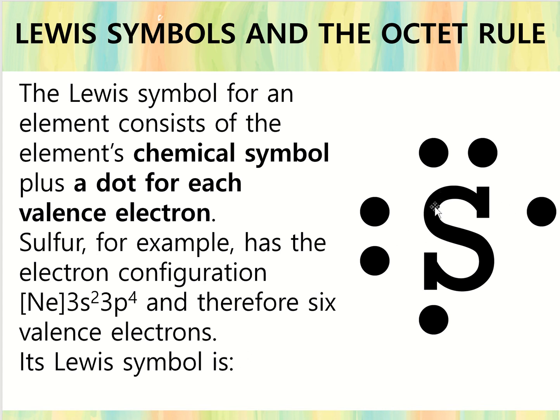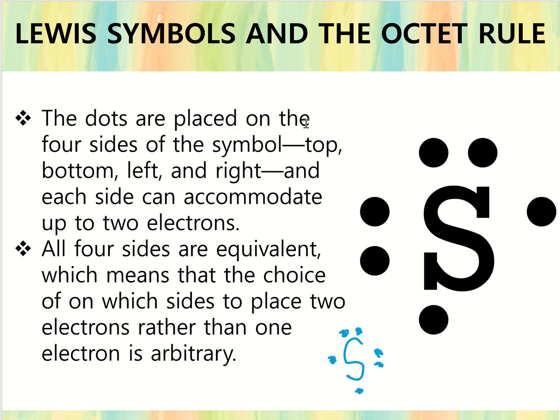And so for the Lewis symbol, we have, of course, the chemical symbol and a dot for each valence electron, right? So 2, 4, 5, and 6. So the dots are placed on the 4 sides of the symbol. So we have the top, the bottom, the left, and the right. And each side can accommodate a maximum of 2 electrons, right? So you won't see more than 2 at either the top, the bottom, the left, or the right.